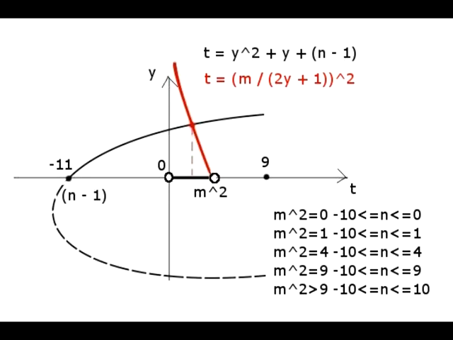When m squared equals 4, there are 15 such curves. When m squared equals 9, there are 20 such curves. And finally, when m squared is greater than 9, that is equal to 16, 25, 36, etc. up to 100, then all 21 curves with n from minus 10 to plus 10 have the value of n minus 1 less than m squared.